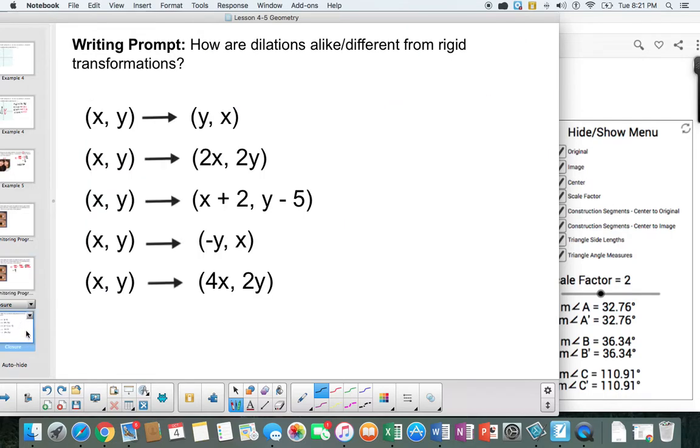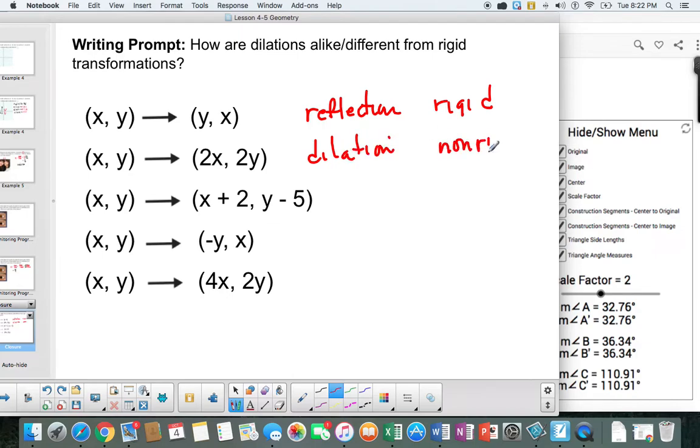Okay, last slide. How are dilations alike, different from rigid motion transformations? So here's a bunch of transformations, and let's see if you can identify this one. This one I hope you recognize as a reflection. And this one is rigid. I hope you recognize this. This is a dilation. This is our lesson today, and this is non-rigid.